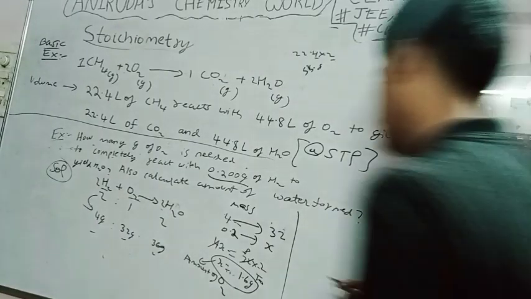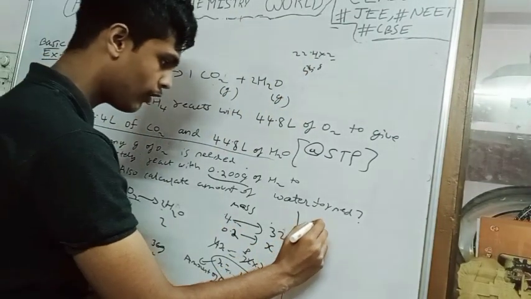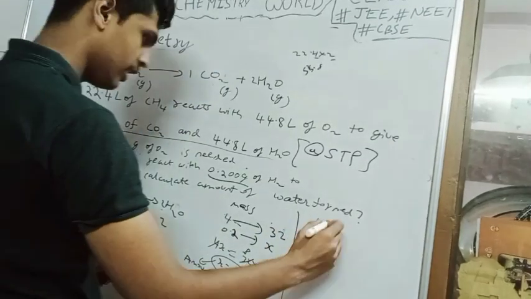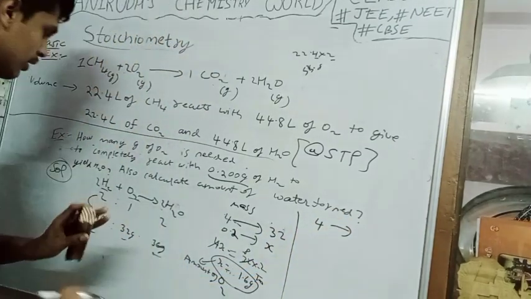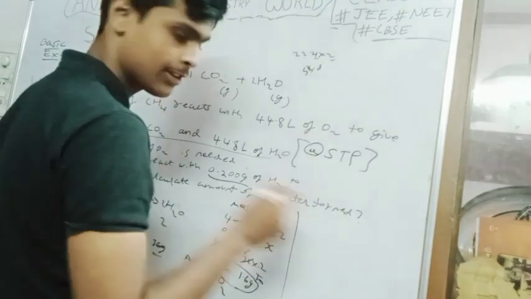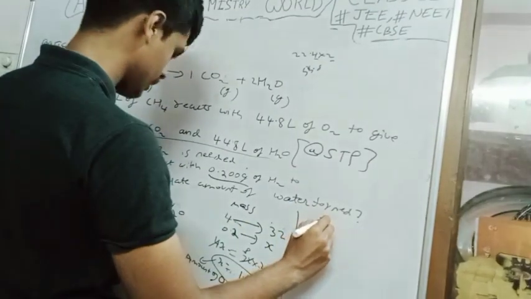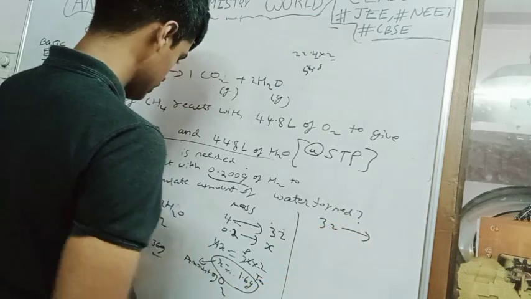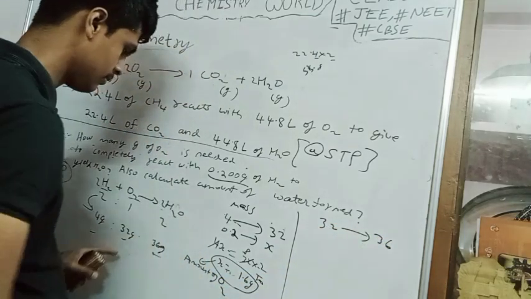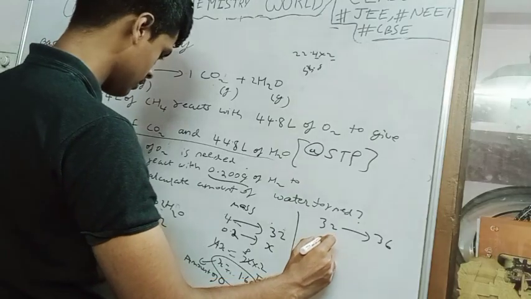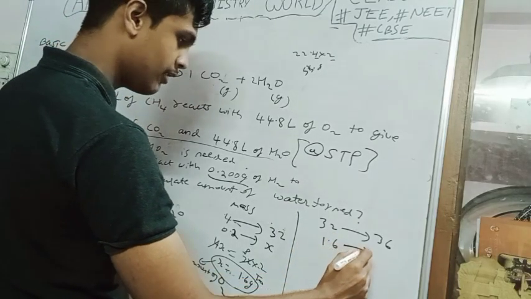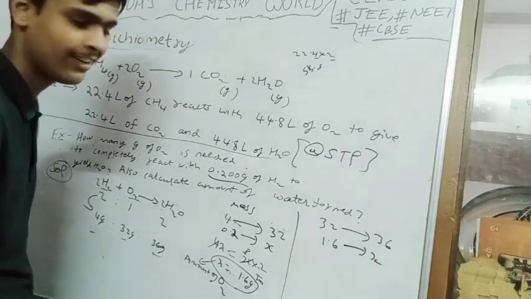Yeah, okay. Now for water, you do a similar comparison. 4 grams of H2 gives... if you don't want to compare with H2, you want to compare with oxygen, that's very good. It's your wish, you can do anything. Here 32 grams of O2 is giving 36 grams of water. Then 1.6 grams of oxygen is giving how much water?